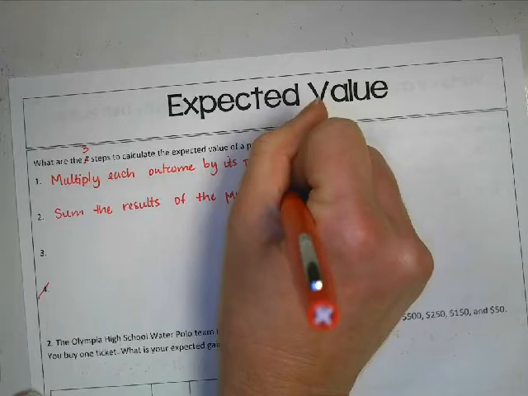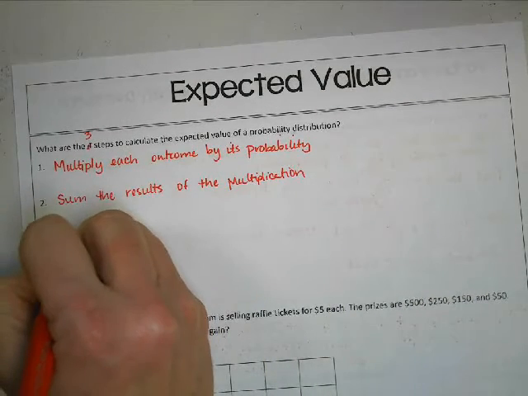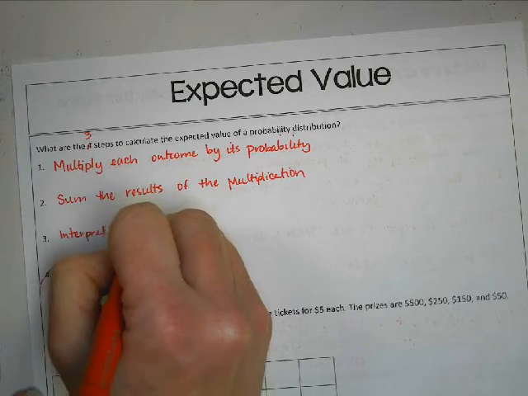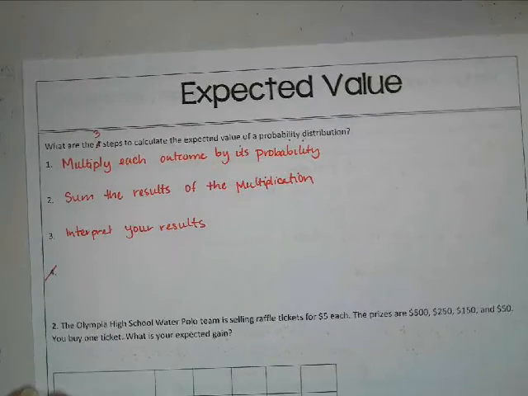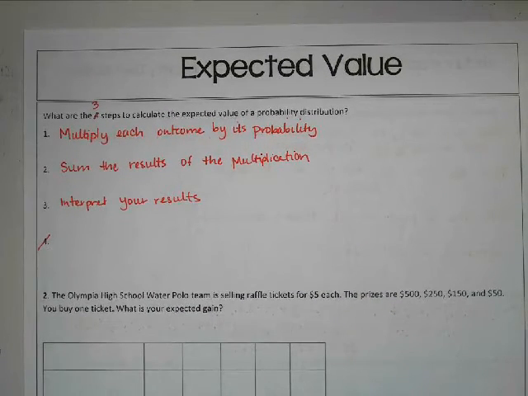Then you're going to sum the results of that multiplication. And you're going to interpret the results. The interpretation of results, that's something we say a lot in statistics, that then you interpret the results because that's the inferential side of statistics.